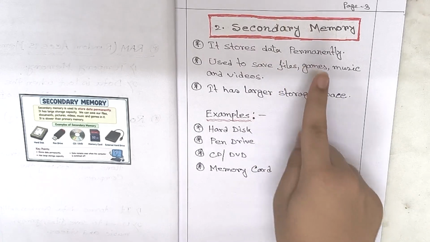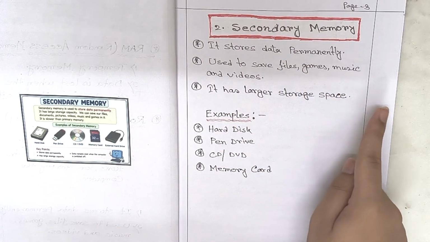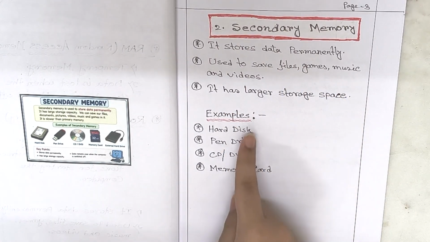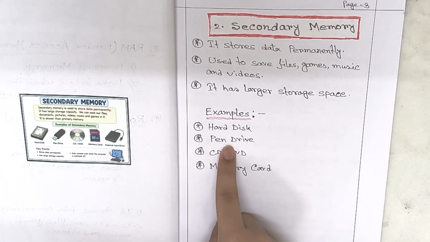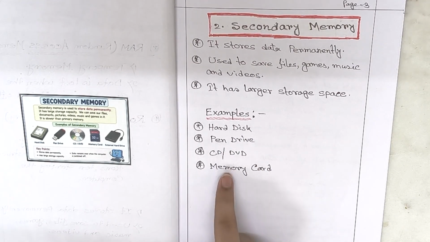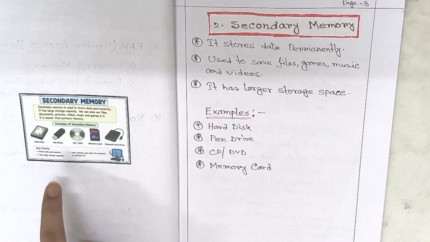Next we have secondary memory. It stores data permanently and I've provided some examples: hard disk, pen drive, CD or DVD, and memory card. There is a picture I've provided.